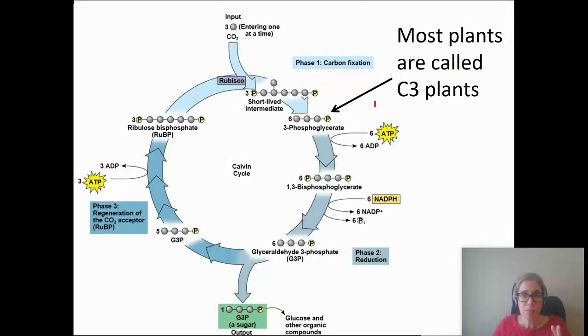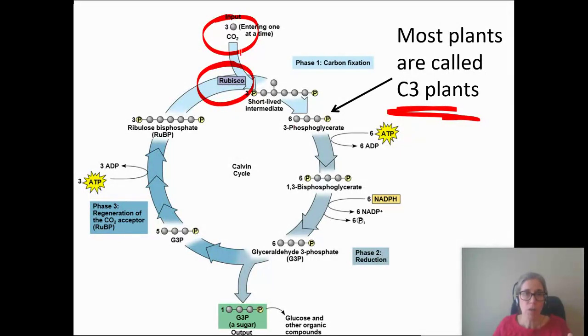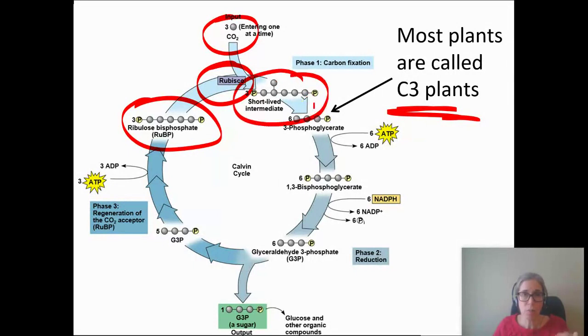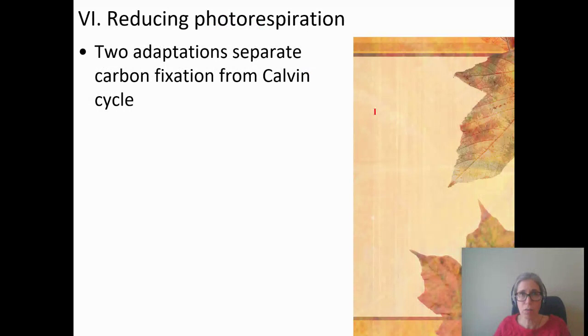So there are three types of plants that I want to talk about. The C3 plants we've already talked about. C3 plants are the normal ones that just take this carbon dioxide. Rubisco will take that carbon dioxide with the RUBP and make these 6 carbon molecules that break down right away and make this 3 carbon molecule. We're going to call those C3 plants. Those are kind of the normal ones.